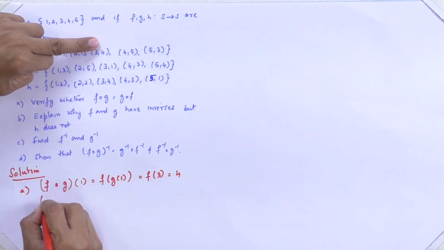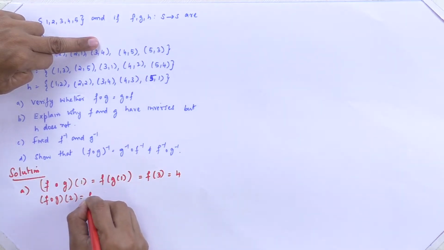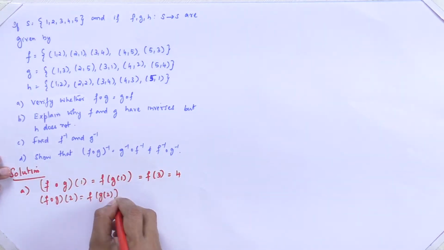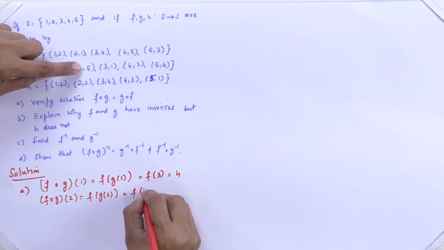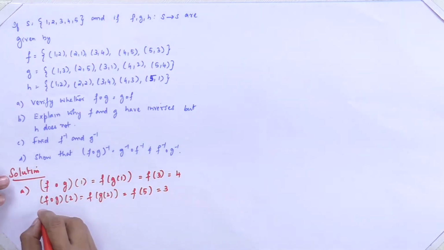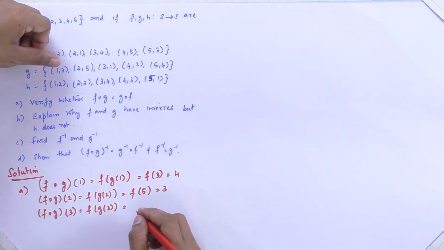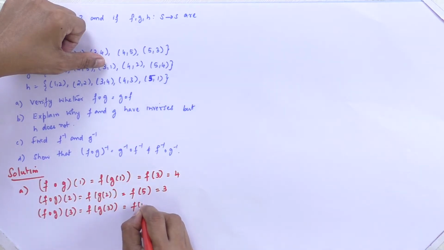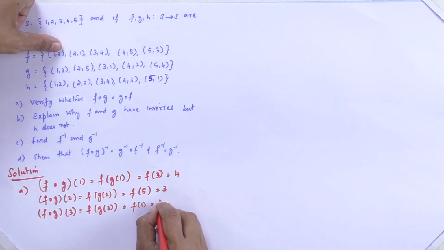Likewise, I will have to find this for all the elements. So this is f composition g of 2, which is f of g of 2. How is it mapped? g of 2 is 5. What is f of 5? f of 5 is 3 here. And likewise, f composition g of 3, that is f of g of 3. g of 3 is mapped onto 1, so that is f of 1. Under the function f, f of 1 is mapped onto 2.